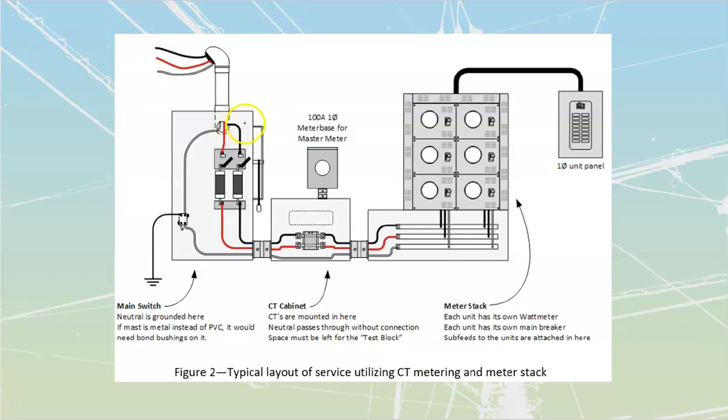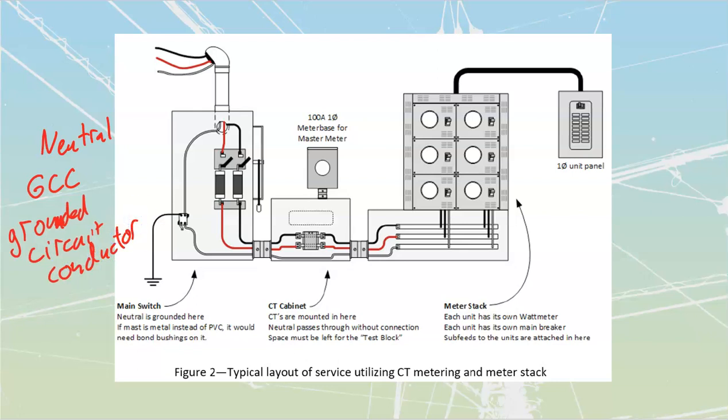We see that we are bringing in 2 lines. We're also bringing in this one over here. This one we refer to as the neutral. In the code book, it does have another name in a lot of places. They're going to call this thing the GCC, the grounded circuit conductor.